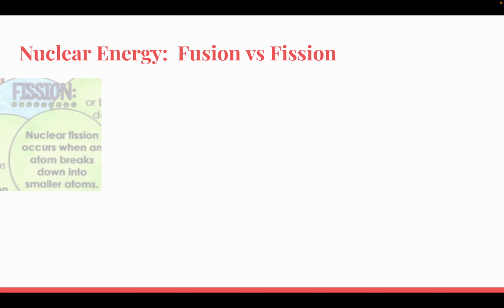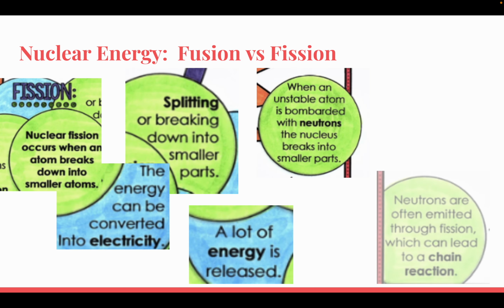Fission, on the other hand, is what we are good at on Earth. Fission happens when you break an atom down into smaller ones. So you take something great big like uranium or plutonium and you bombard it or smash it with little neutrons and it breaks apart. This is also, like fusion, going to release a ton of energy.